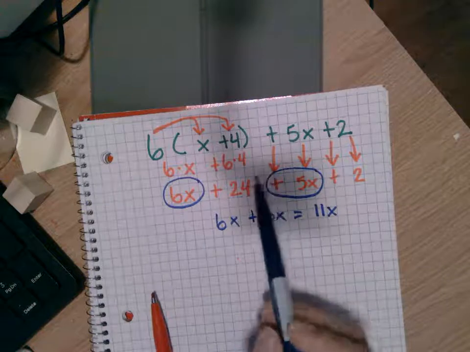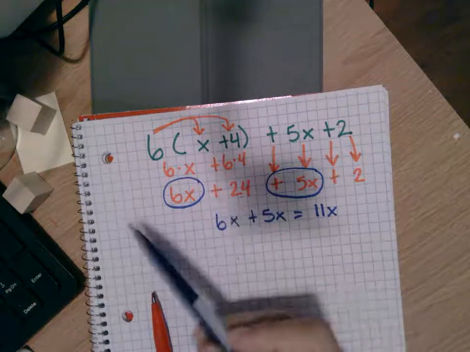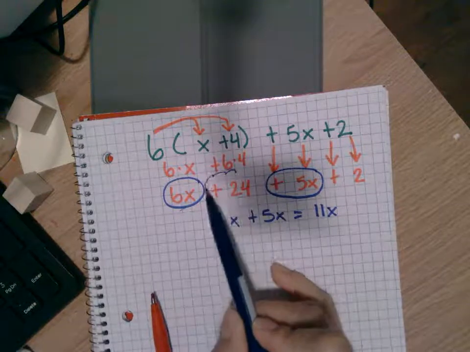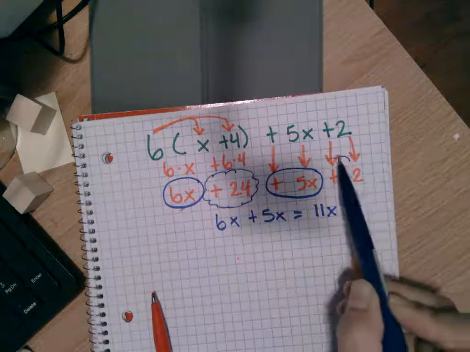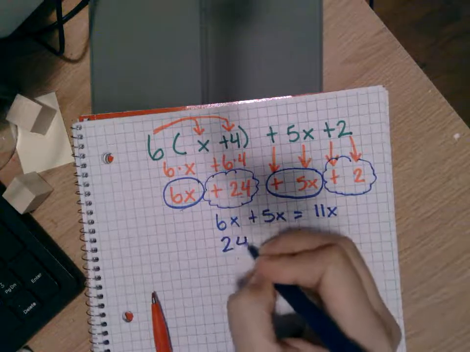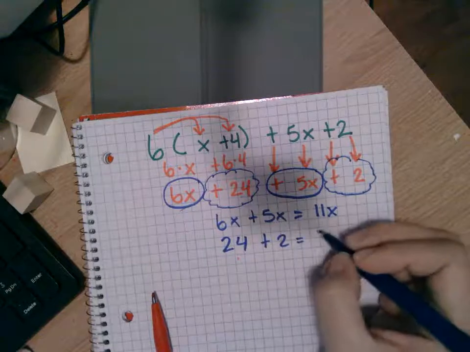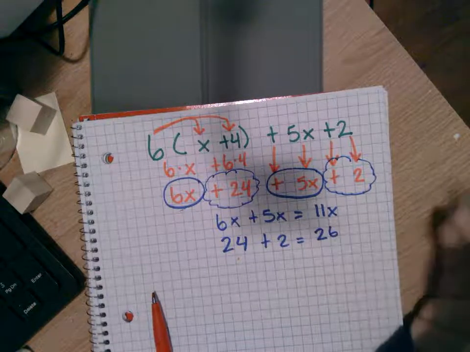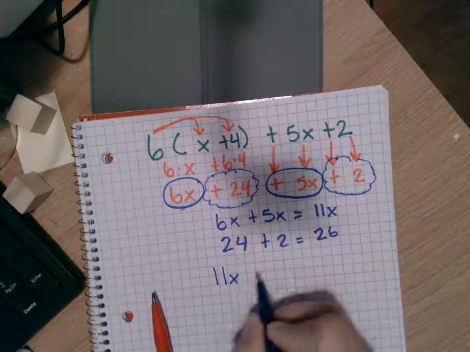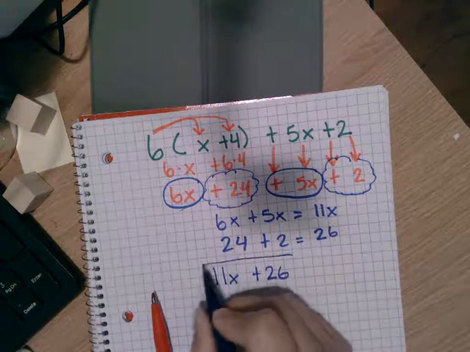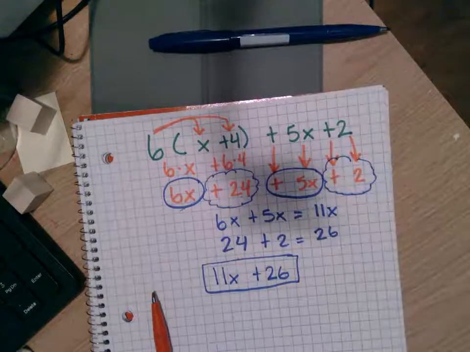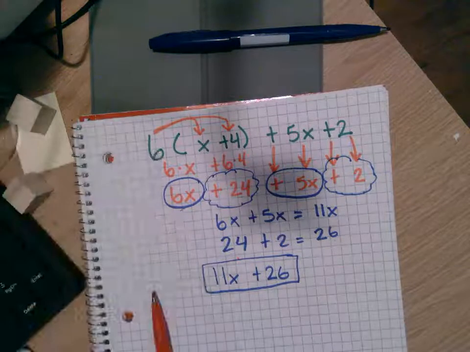And then I'm going to bubble in, and feel free to use different colors if you want to shade the x's one color and then shade or highlight. You can just bubble in like me. 24 plus 2 is going to give me 26. I circled everything, right? So then my final answer is 11x plus 26. So this is like level 2. Level 2 involves you doing the distributive property.